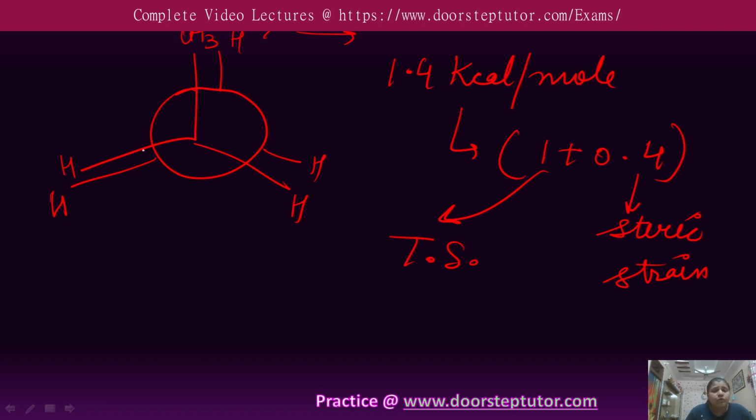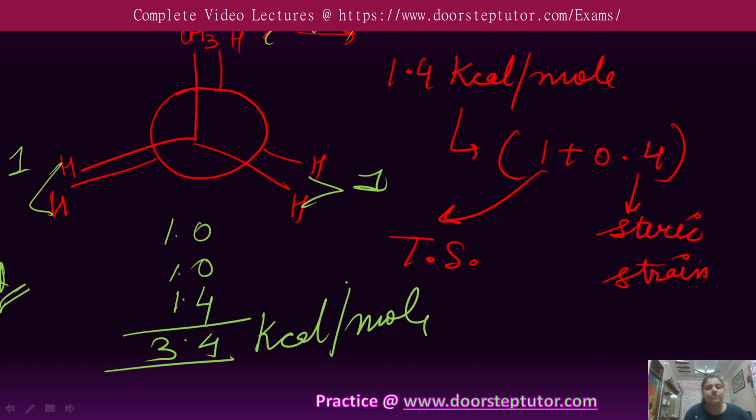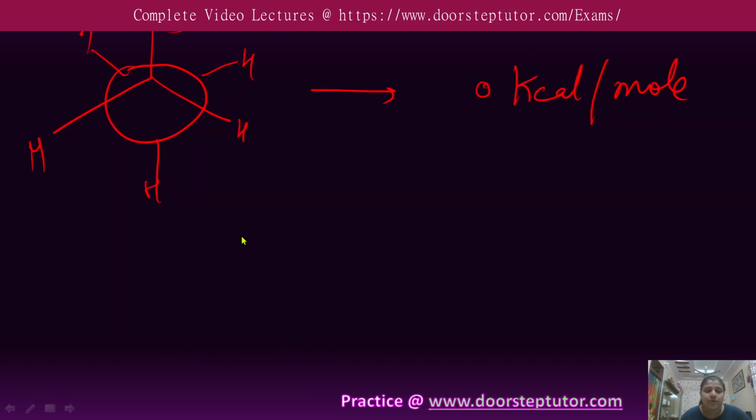So for the whole molecule, what's the value? If I ask you to calculate the value for the whole molecule, it is 1 for this, 1 for this and 1.4 for this. So you have to calculate the value like this. The total value for this molecule is 3.4 kcal per mole. So the total energy of this eclipsed conformation is 3.4 kcal per mole. Highly unstable molecule. If CH3 and H are present in the eclipsed conformer, then this conformer is the least stable.